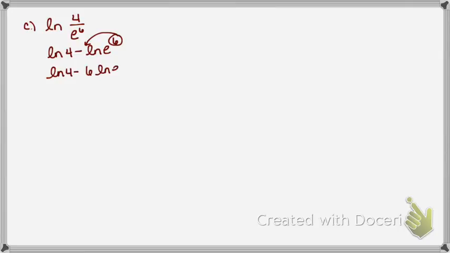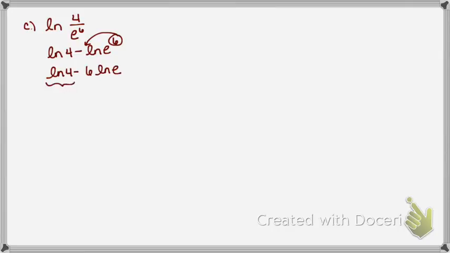All right, so what if I had something like, let's call this example C. So if I had the natural log of 4 over e to the 6th. Well, it's being divided, so we know that we can separate them by subtraction. So the natural log of 4 minus the natural log of e to the 6th. And then we've got that exponent, so let's go ahead and deal with it. So the natural log of 4 minus 6 natural log of e.